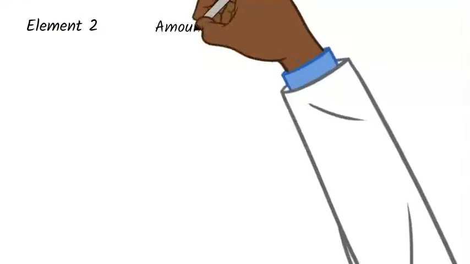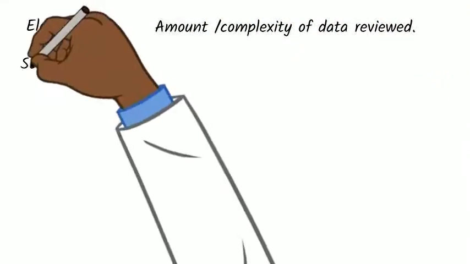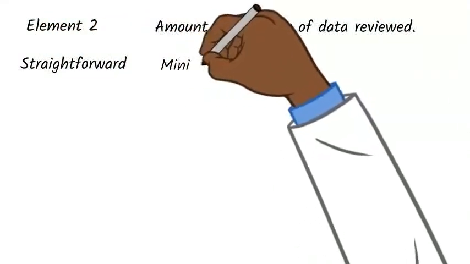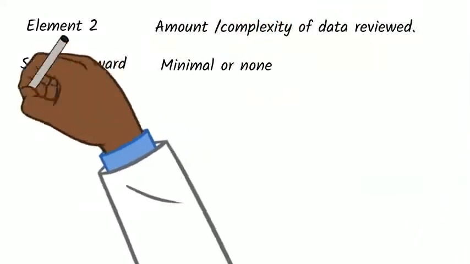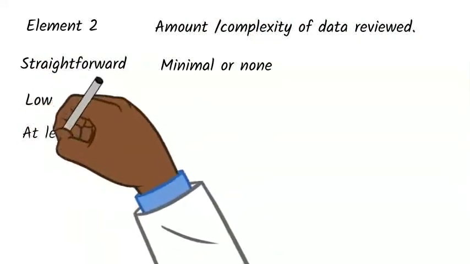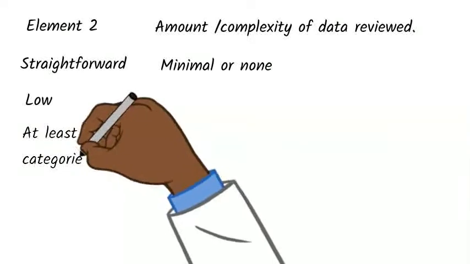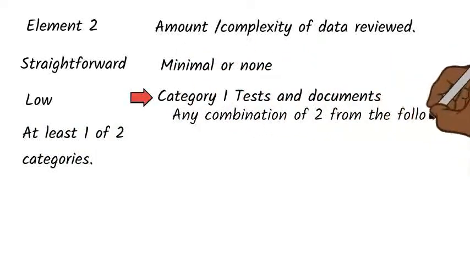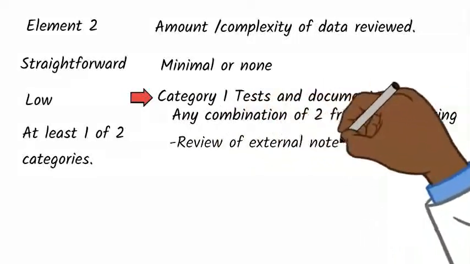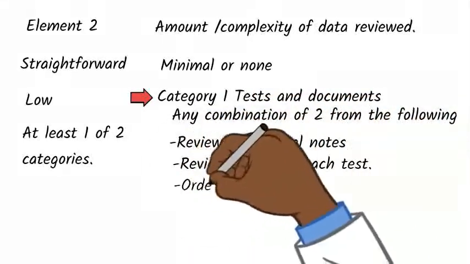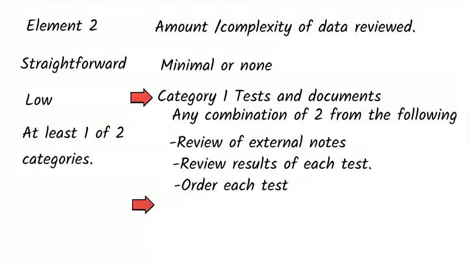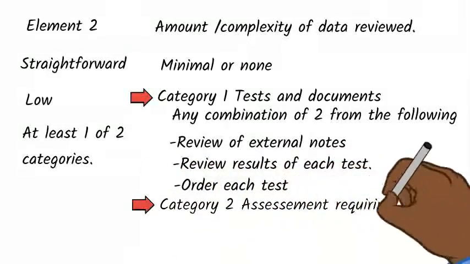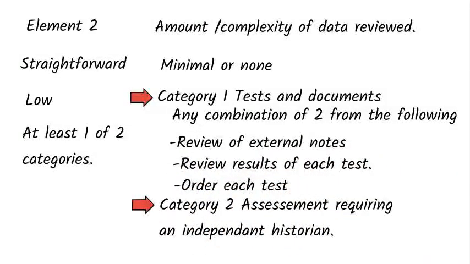The second element is the amount and complexity of data reviewed. Straightforward level is where there is minimal or no data. Next is a low level. Here at least 1 of 2 categories is needed. Category 1. Any combination of 2 from the following. Review of external notes. Review results of each test, or order each test. Category 2. Assessment requiring an independent historian, such as getting the history from the parent of a young child.